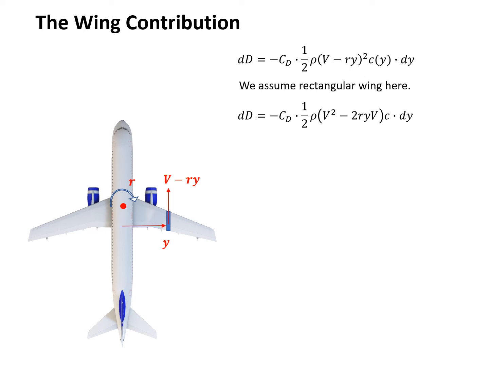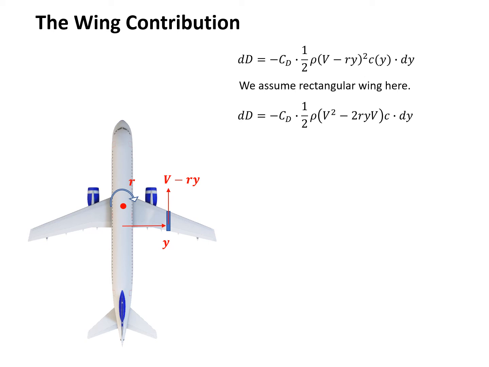Okay, and if we compare the two relations of dD, the incremental drag, we can see the second one has the expanded version of (v minus ry) squared. You may notice r squared y squared is eliminated because we applied the small disturbance assumption, which means r is a small value and a small rate, so ry is much smaller than v, and its square is much smaller than v squared, so eventually we can eliminate it.